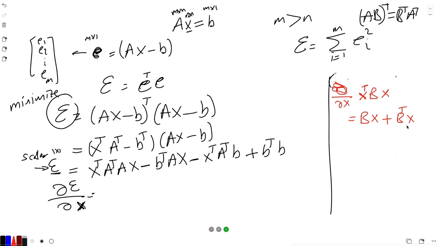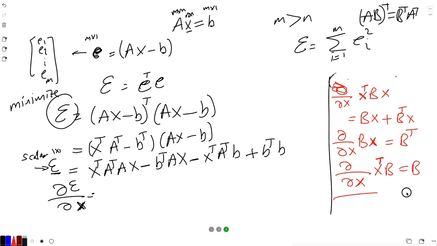This is from matrix calculus, or calculus of matrices. Also, the differentiation of, let's say, any matrix B times X, the result will be B transpose. And if you want to differentiate the reverse, X transpose times B, the result will be B. This is general from the calculus of matrices. Now we will use these concepts here.